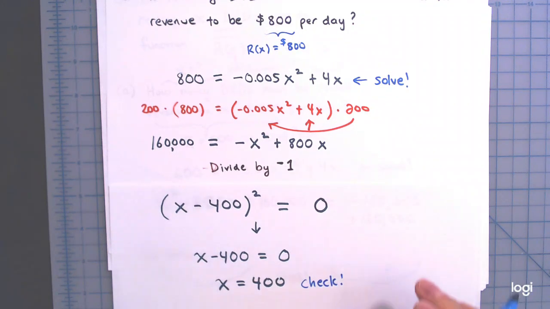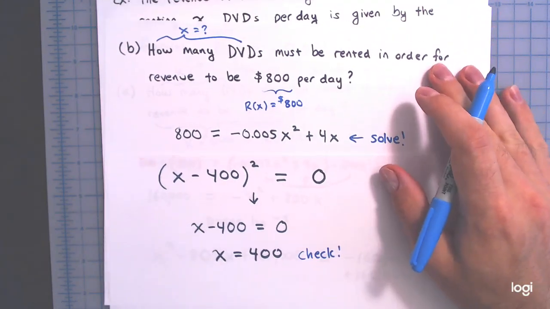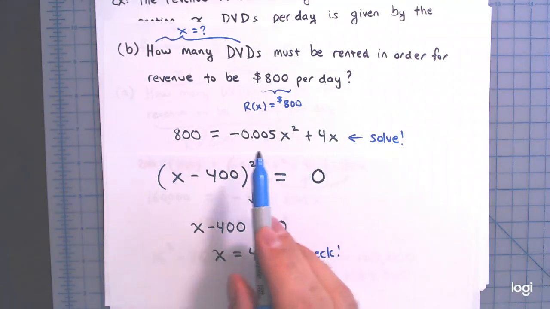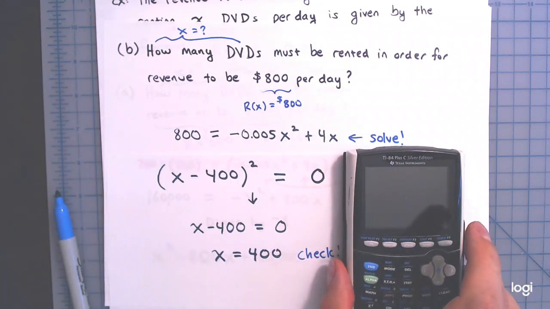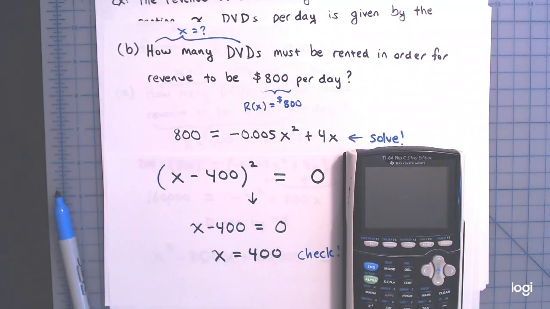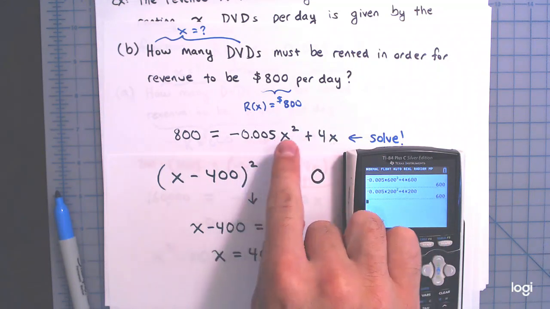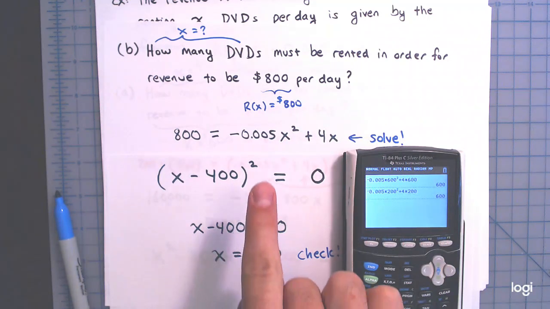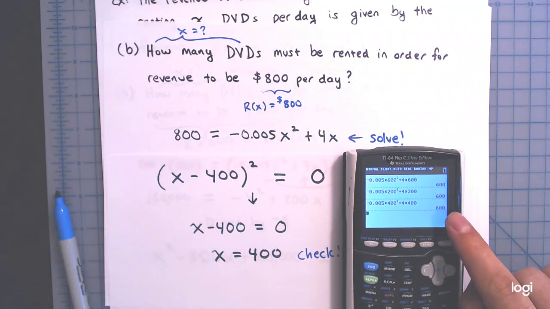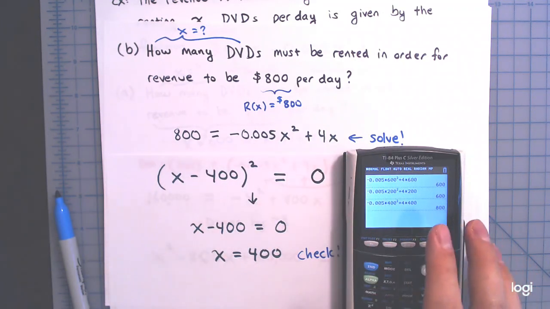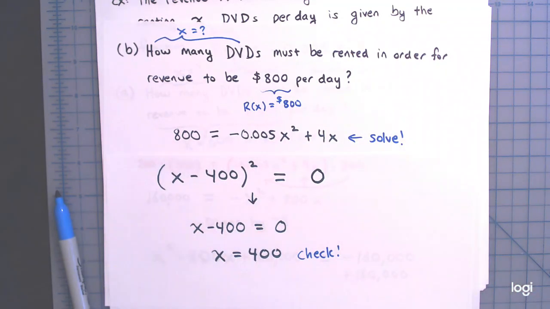Right. So going back to the original equation, right? The original equation looked like this. The left side's 800, and just to save some time here, I'm gonna put this in a calculator. Pop it on the right side. 400 in for x. So I have negative 0.005 times 400 squared, and then plus 4 times 400, and that is indeed 800. You'd have 800 equals 800. 400 is a valid solution.